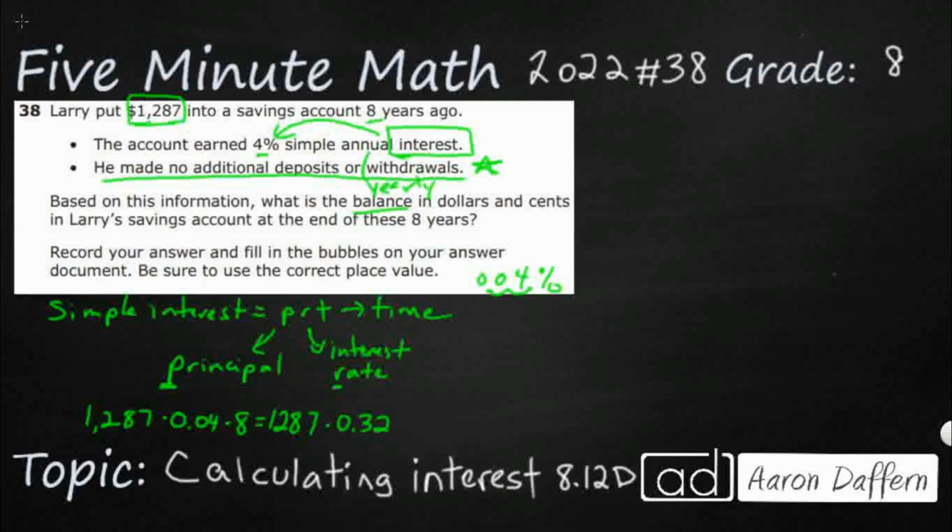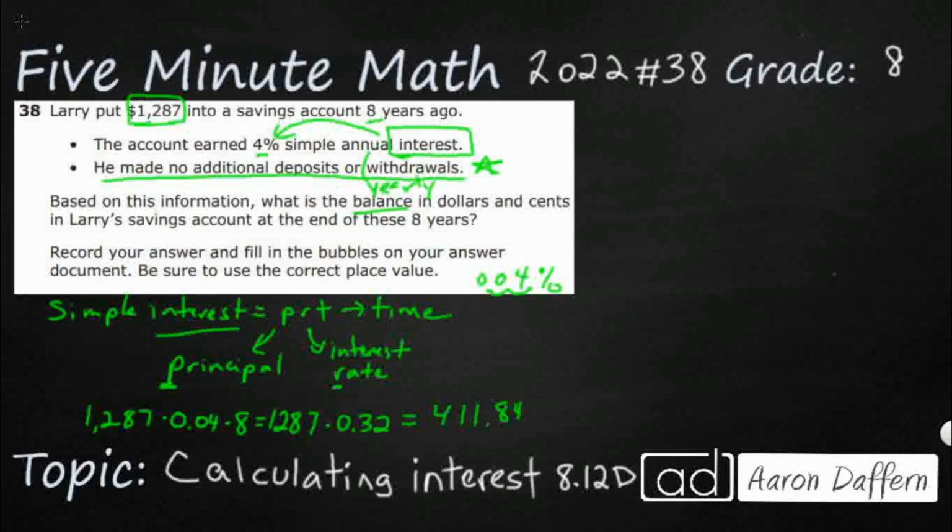So let's see what that is going to do for us. And what we're going to get is 1287. If you want, you could do it by paper pencil, but go ahead and pull out your calculator if you've got one. All right, so you're going to get $411.84. And if you were to bubble this in, you would be incorrect.